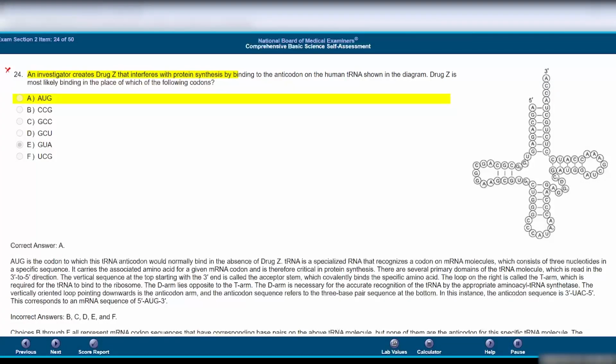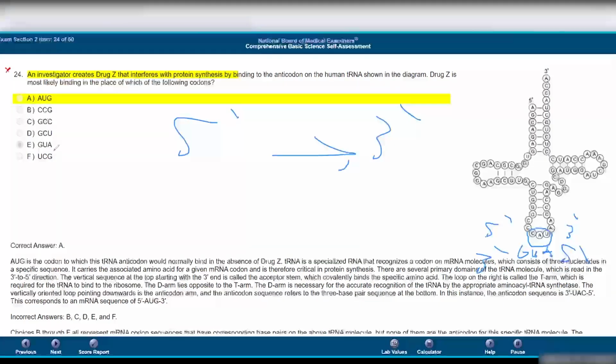By binding to the anticodon on the human tRNA shown in the diagram, why did I pick that? Let's see. What you're looking at here is these three, right? So then you just flip it. If you look at it, this is 3' to 5', but everything is always 5' to 3'. So if you're talking about the reverse, 5' would be here and 3' would be here. So it's A, then U, then G. Your answer is AUG, not GUA. You're close, it's just that you have to figure out which one is 5' to 3', which is this way. That's the trick. You understood the question, it's just that tricky portion of these questions, right?